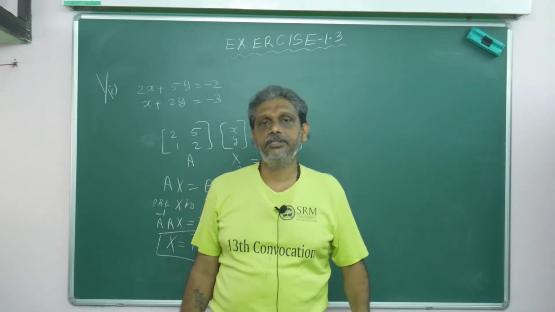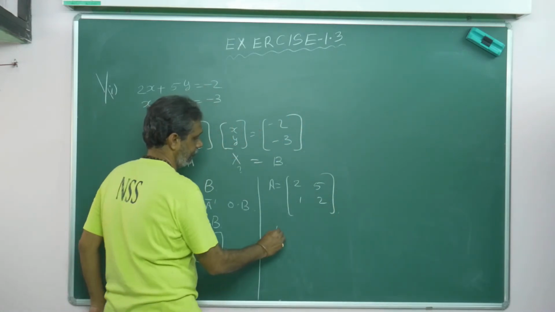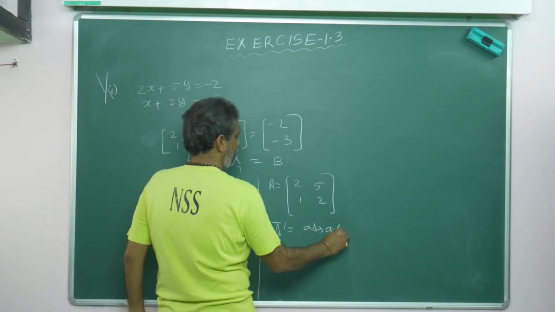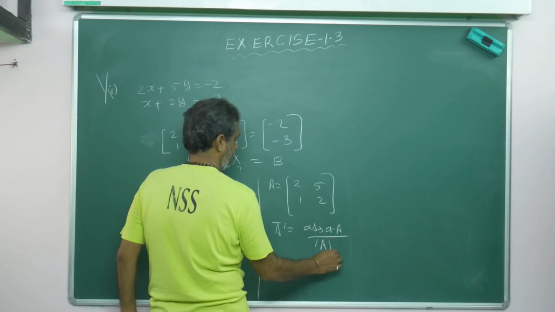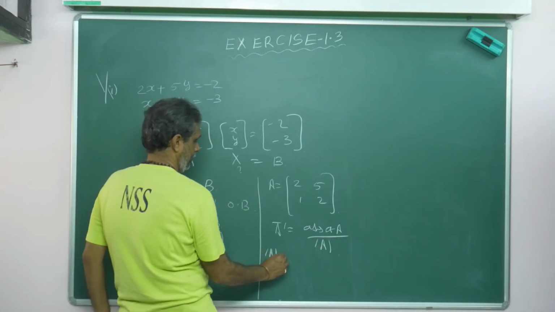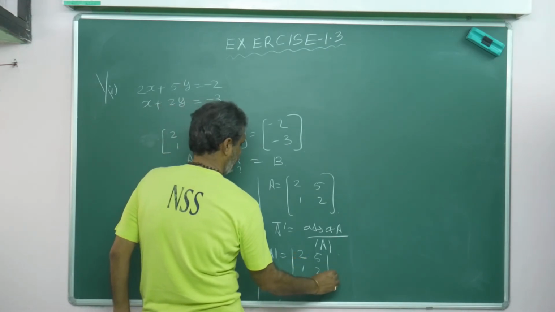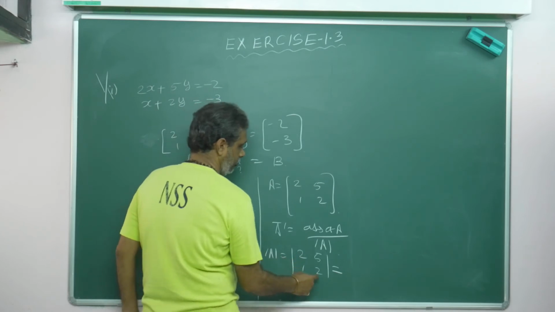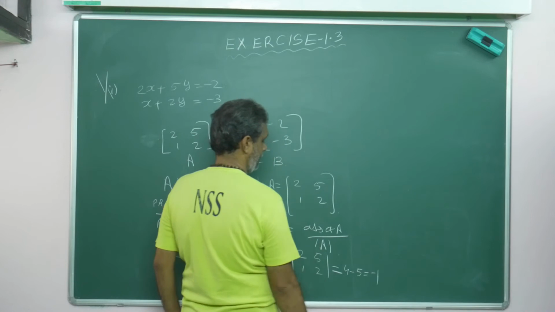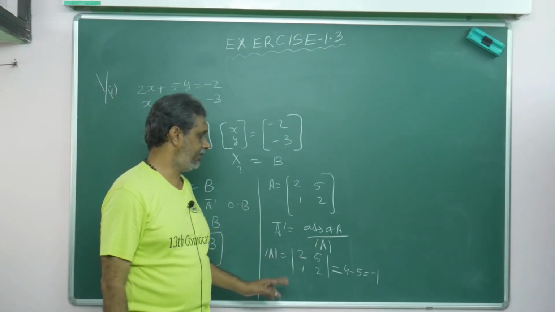Otherwise, doing the adjoint and lots of things is a headache. So the formula is A inverse is equal to adjoint of A by determinant A. First I want to find determinant A. Determinant A is equal to what? 2, 5, 1, 2. This is 4 minus 5, ad minus bc, that is minus 1. Happy? Correct or not? So determinant A exists.